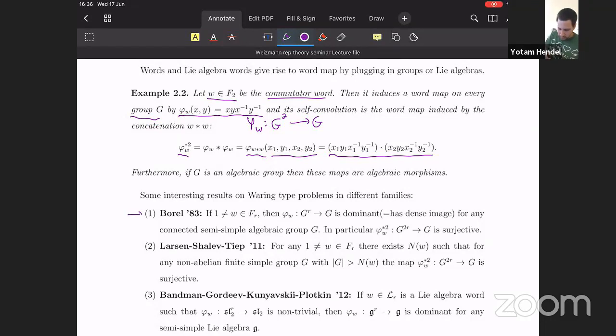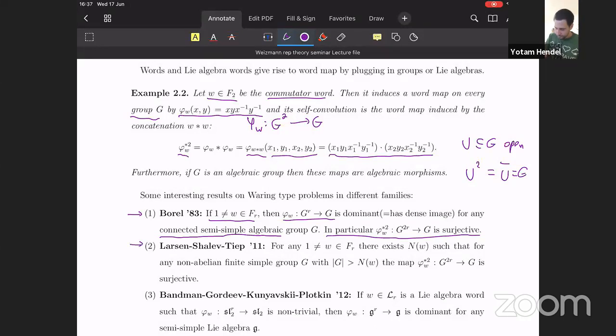So I guess the first result, due to Borel, is that if you take any word which is non-trivial, then the word map that you get is dominant when you consider it over any connected semi-simple algebraic group. So it doesn't matter whether this is a really large group or a really small group, it's always dominant, so it has dense image. And in particular, this means that if you take another convolution power, you get a surjective morphism. This follows from the fact that if you have some open U in G, then U squared is the same as G.